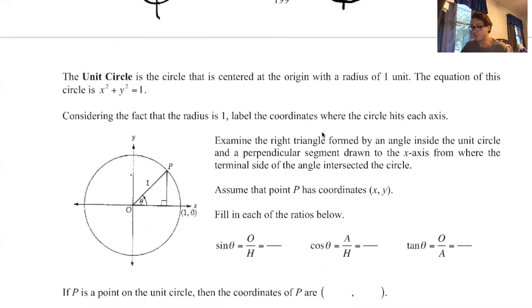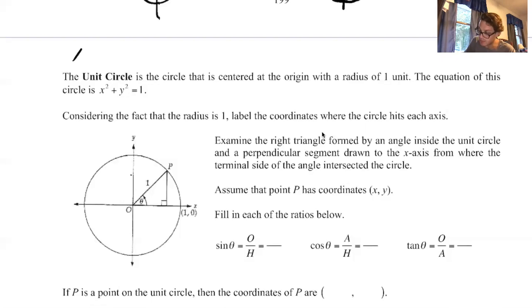So the unit circle is a circle that's centered at the origin with a radius of 1 unit. Its equation is just x squared plus y squared equals 1. And that should make sense because if the circle's 0, 0, remember we have that standard form of the circle, x minus h squared plus y minus k squared equals r squared. Well, h and k are supposed to be the center of the circle. They're just 0, 0 for the unit circle. So it's just x squared plus y squared, and it's equal to r squared. That's our standard form of the equation.